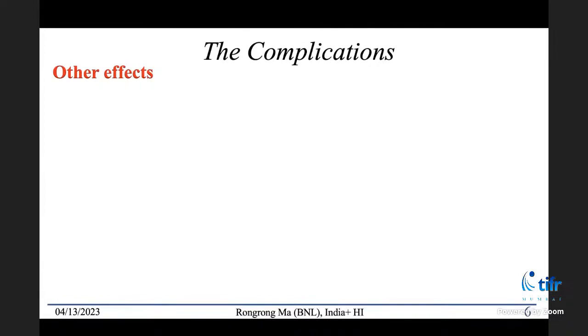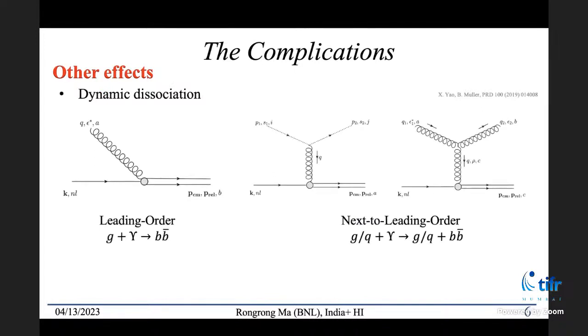So I'll just list some of the complications we realized over the years. As I said earlier, that color screening picture is the so-called static dissociation. There's also the so-called dynamic dissociation, which refers to the scattering between the quarks and gluons with the quarkonium. On the left-hand side, this is a leading order diagram. Here you can have a quarkonium come in, absorb a gluon and split, or dissociate, into a b b-bar.